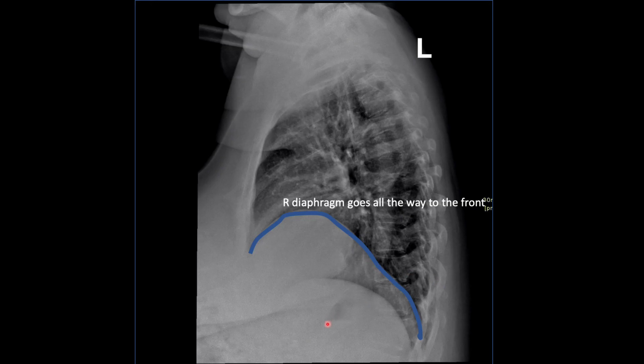Then on the lateral view, we see two diaphragms, and the question always is which diaphragm is which. And some people think, well, it's easy. The one that's higher is going to be the right hemidiaphragm. And that might be so in some cases, but not always. You need a rule that's going to apply to every case. So remember, the heart in most cases is left-sided. So the heart is sitting over the left hemidiaphragm. So the diaphragm that starts from the back and comes all the way to the front is the right diaphragm.